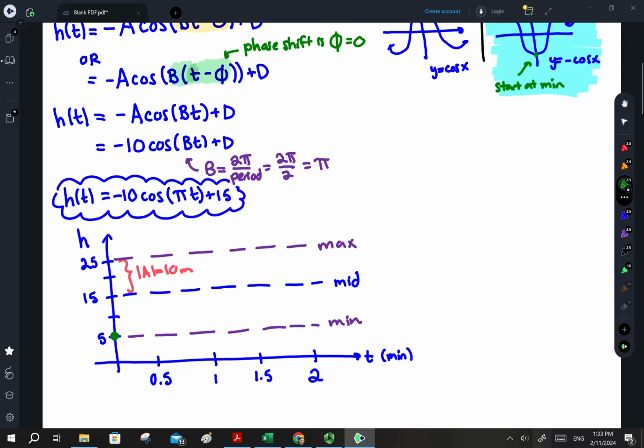Then a quarter period later, so half a minute later, we will be up at the midline. Then another quarter period later, we'll hit the max, and then we reverse it on the way down. Another quarter period later, 1.5 minutes, we hit 15 meters again, the midline. And then finally, after 2 minutes, we are back where we started at the minimum height of 5 meters. And then I can sketch in my cosine curve.